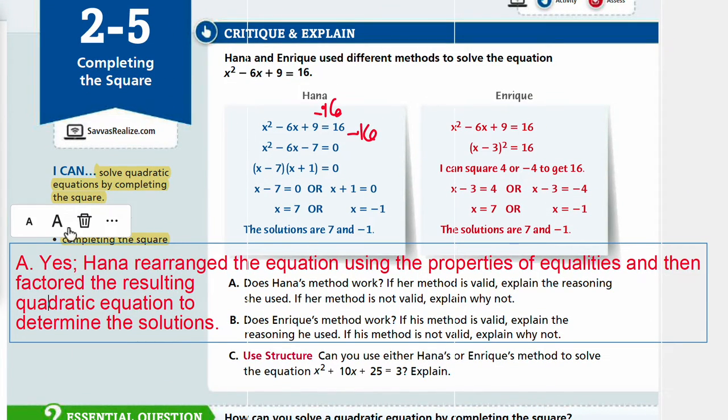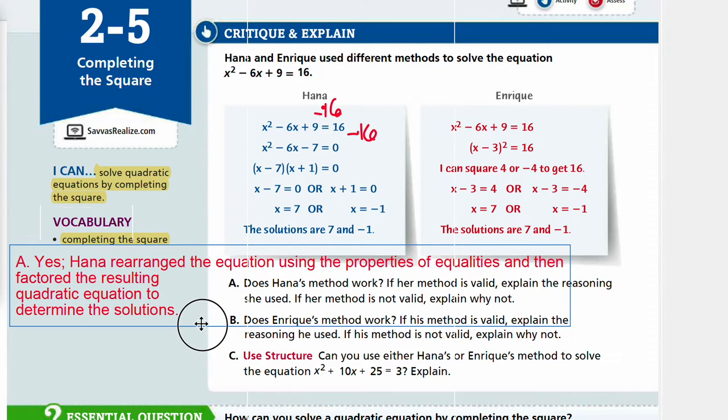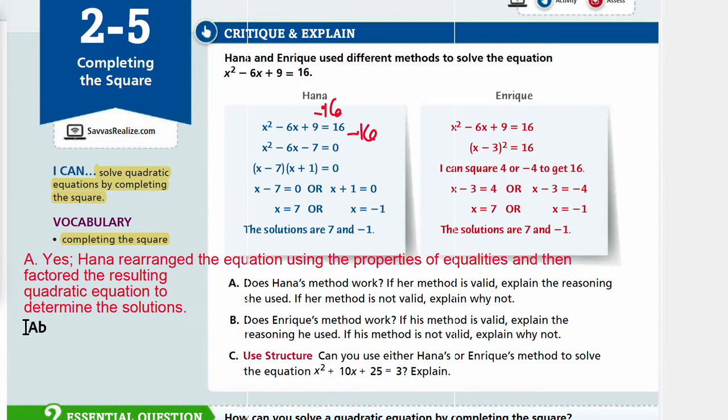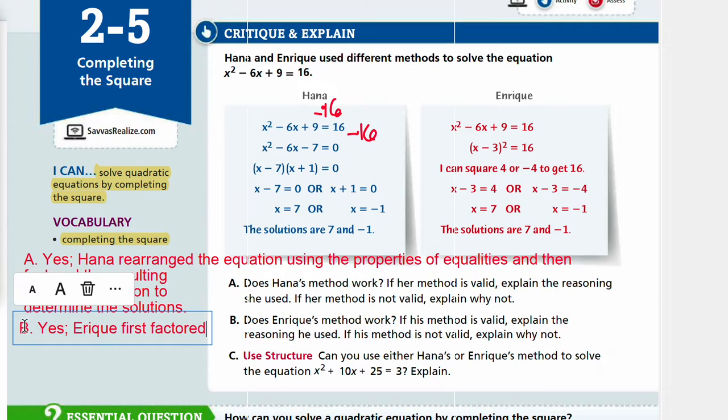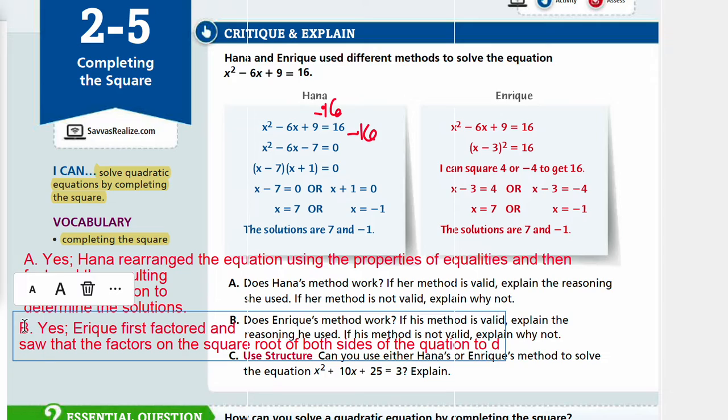I'm going to make this smaller so that I can put B over here. So let's write the answer for B. Yes, he first factored and saw that the factors were the same, then took the square root of both sides of the equation to determine the solutions.